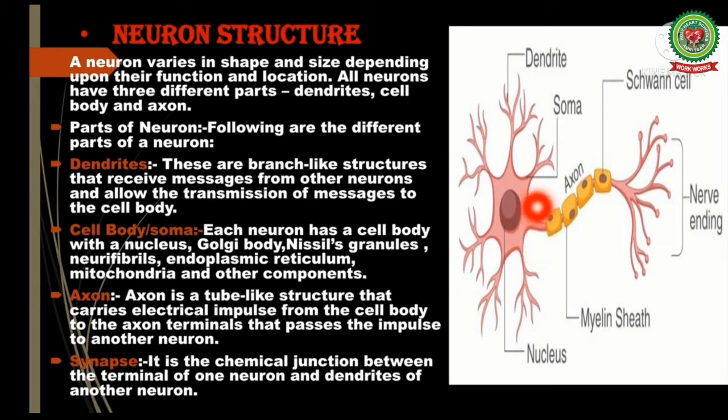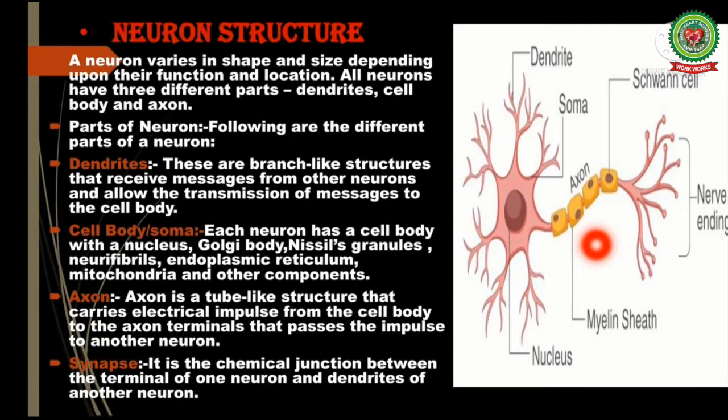Each neuron has a cell body with the nucleus, Golgi body, Nissl granules, neurofibrils, endoplasmic reticulum, mitochondria and other components. Axon. Axon is a large cytoplasmic extension of a cell body of a neuron. Axon is a tube-like structure that carries electrical impulse from the cell body to the axon terminal that passes the impulse to another neuron. Synapse. It is a chemical junction between two neurons.